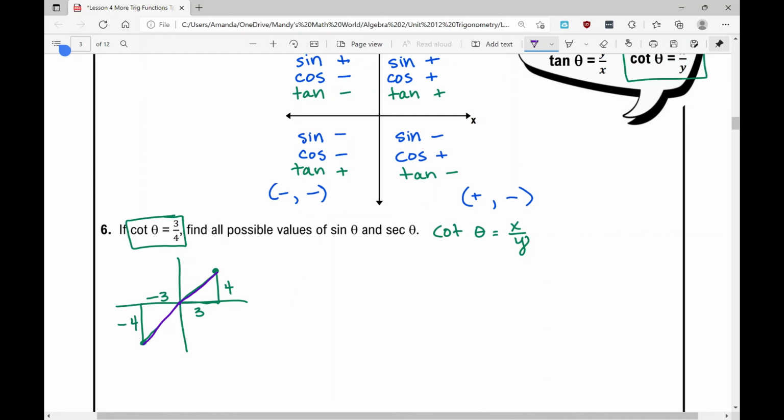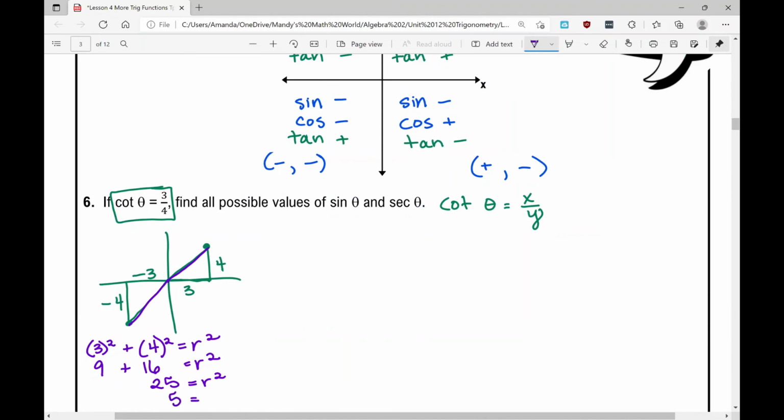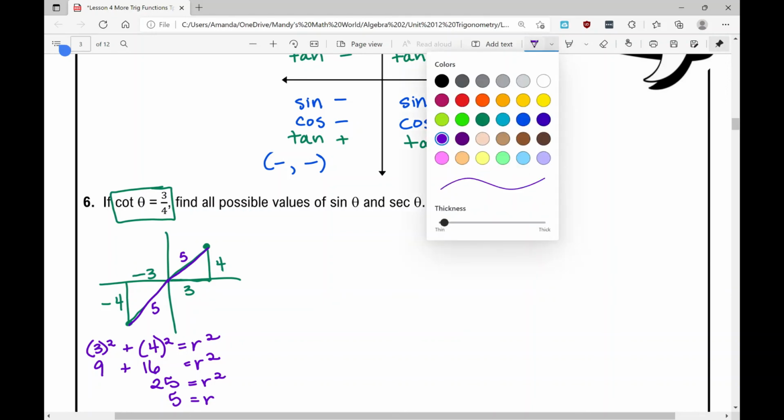I know that a squared plus b squared equals c squared. So 3 squared plus 4 squared is going to equal my radius squared, or c squared. 9 plus 16 equals r squared. 9 plus 16 is 25. And when I take the square root of both sides, I get 5, which means the length of this is 5 and the length of this is 5. That's always going to be positive.